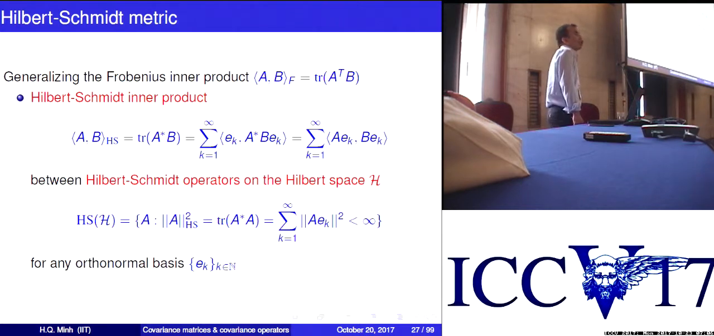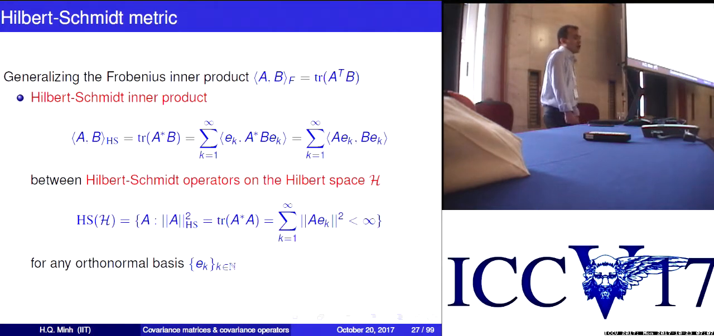Now, it's defined in terms of an orthonormal basis, as the summation of the inner product of EK with A star B EK. This is well defined only if A and B lie in a particular set of operators, called the Hilbert-Schmidt operators. Then the Hilbert-Schmidt norm squared of A is defined by the trace of A star A, just a generalization of the Frobenius norm. It's equal to the summation of the norm of A EK squared, where EK is any orthonormal basis. It can be shown that if this is finite, then it's the same for any orthonormal basis EK, so it's independent of the choice of orthonormal basis.